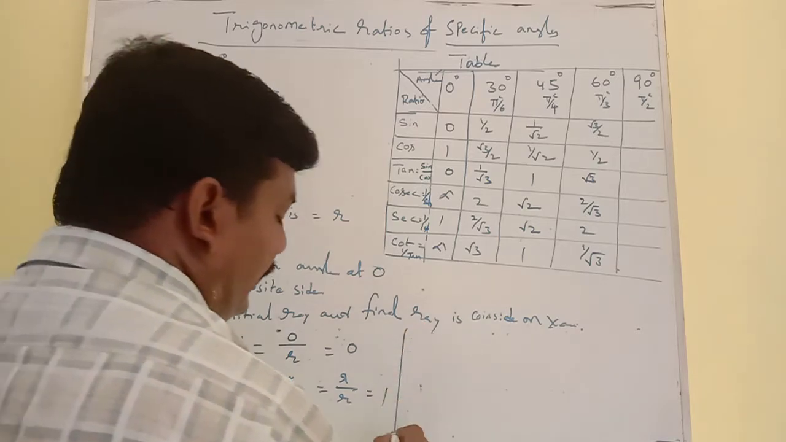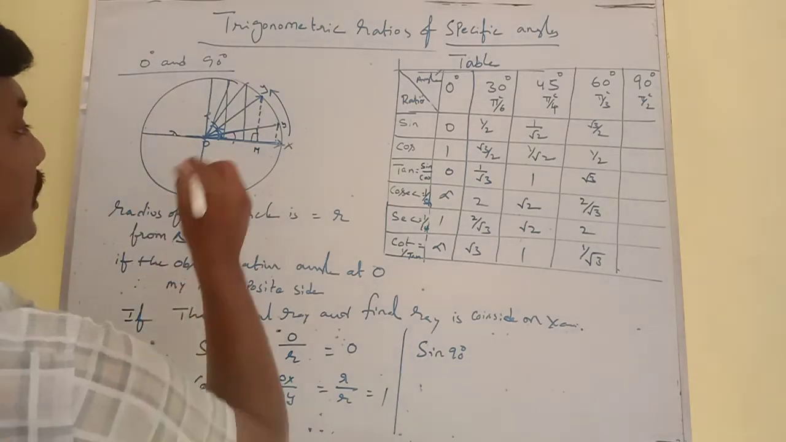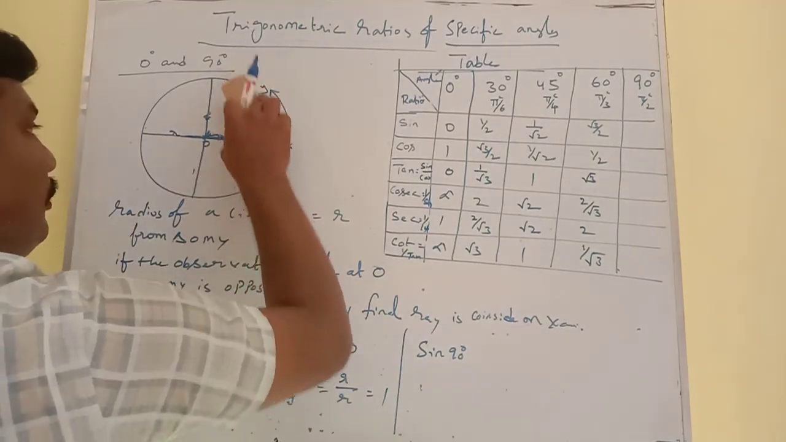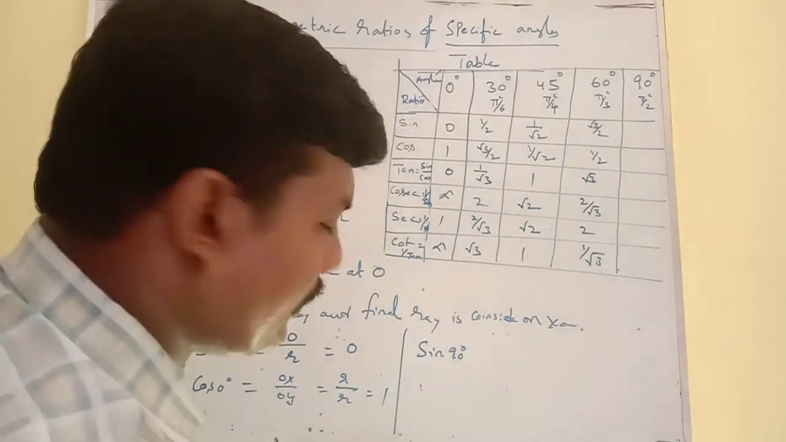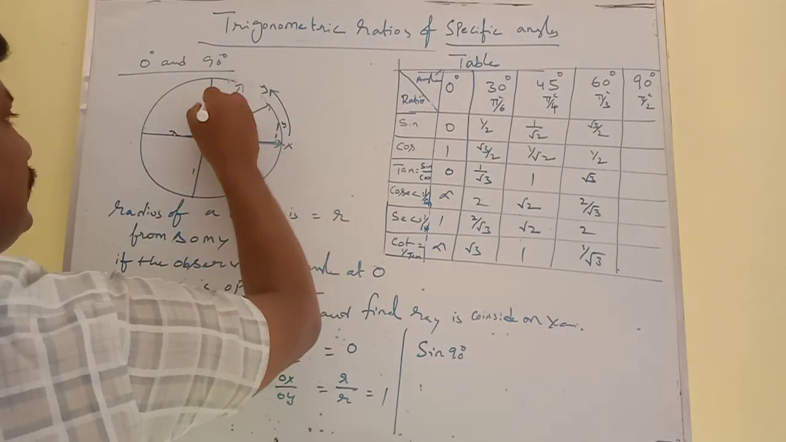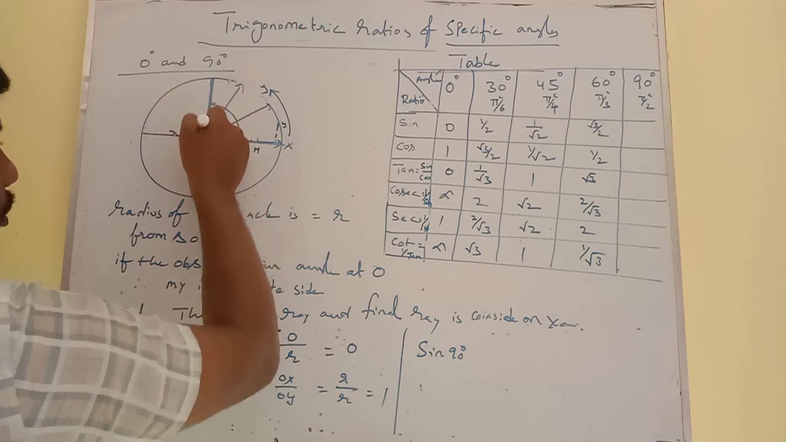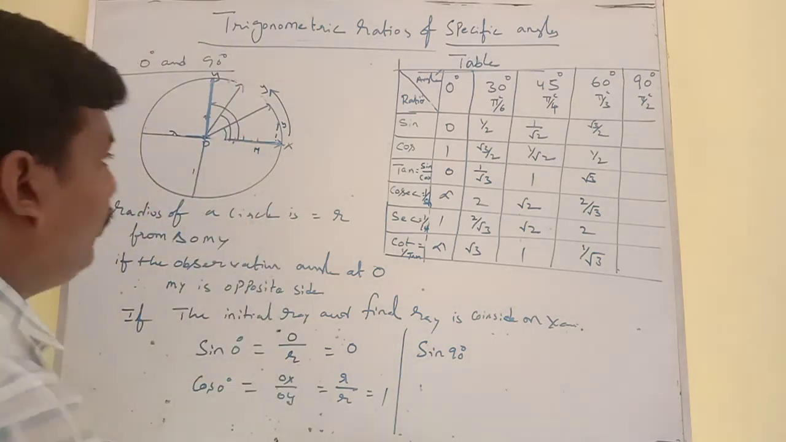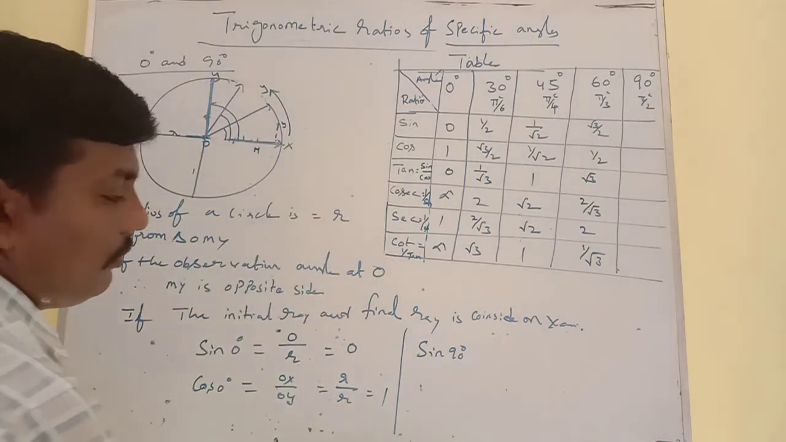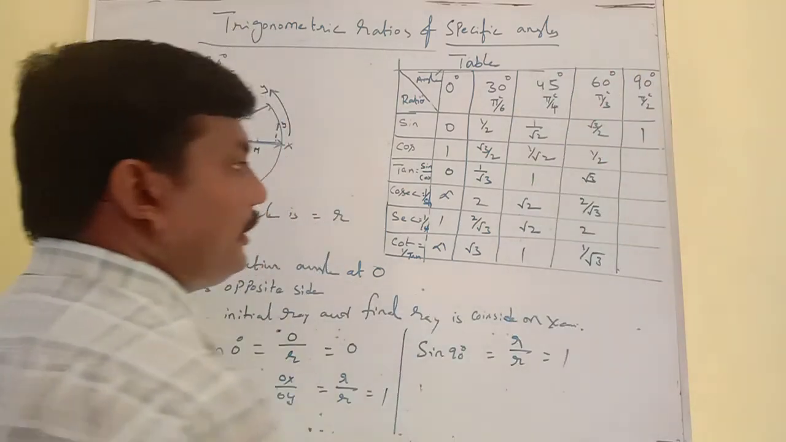Whereas coming to 90 degrees, what about sine 90 degrees? 90 degrees means the angle approaches the y-axis. When the ray approaches the y-axis, the angle will be 90 degrees. When it approaches the y-axis, the perpendicular becomes OY, and the radius is also OY. So that is equal to radius by radius, that is 1. Sin 90 is equal to 1.